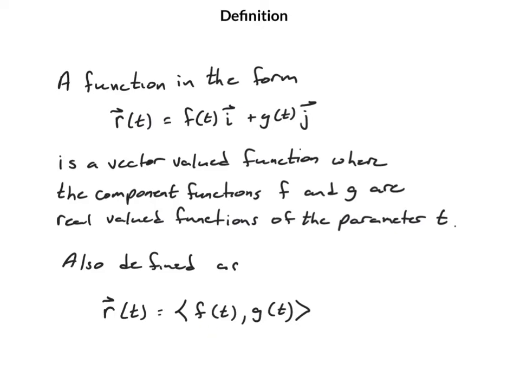Another way of looking at it is this: r of t equals the vector f of t, g of t. One other change that can happen, in terms of AP notation, is they would use ordered pair notation. So they would look at the vector r of t as f of t, g of t. So just be aware of that as you're working on these things, and when we start taking a look at review materials, that will be how a lot of these vector valued functions will be notated.